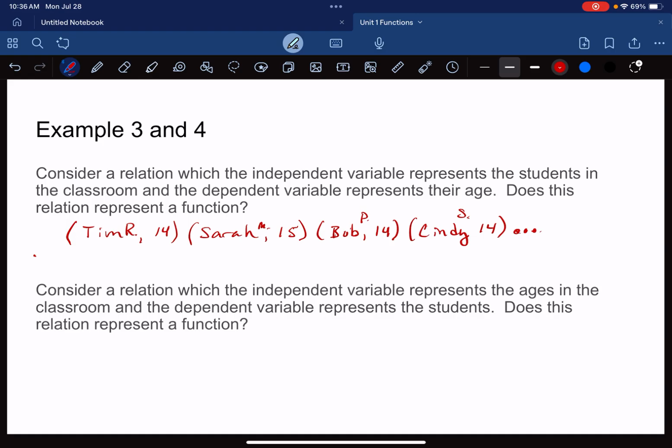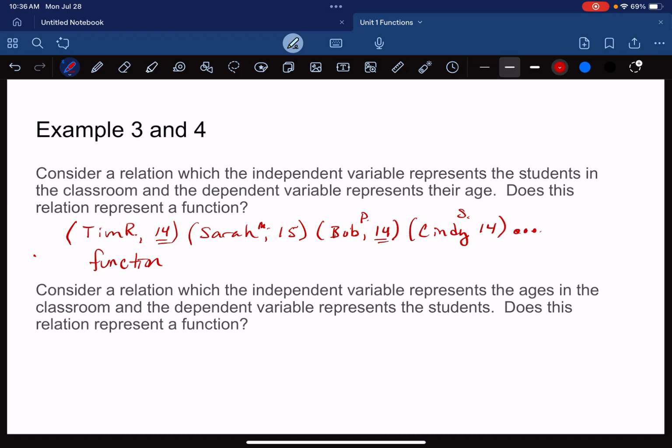And therefore, the inputs are all different. And it's okay if the outputs match. Remember, for functions, the x can't repeat. You can't have two different ages for one student in the room. So we could say this is a function as long as we considered their last name, okay, so that they would be unique people. And each person has one age, that's it, right? So that would be a function.